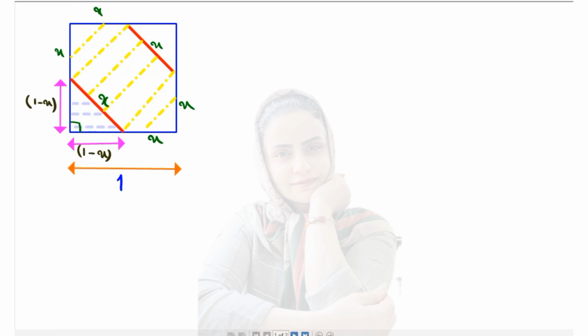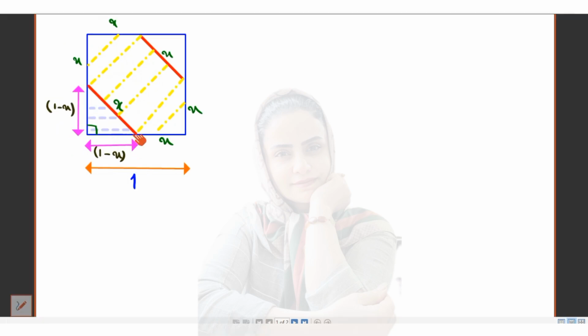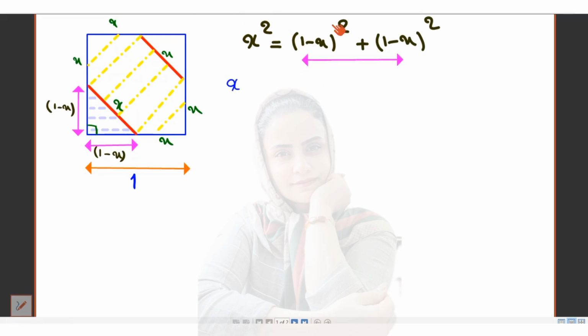So now, let's use the Pythagorean theorem. It says that the square of the hypotenuse is equal to the sum of the squares of the other two sides. So we write, x squared is equal to (1 minus x) squared plus (1 minus x) squared. That simplifies to x squared equals 2 times (1 minus x) squared.